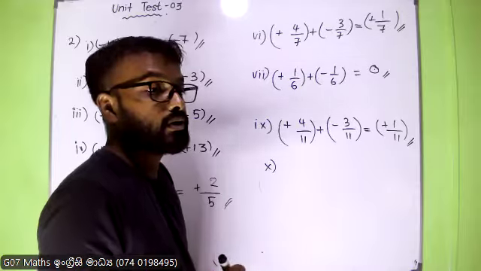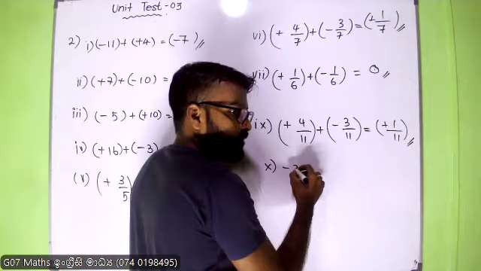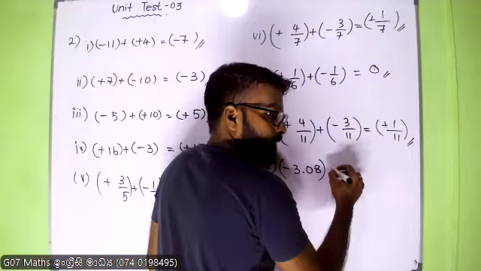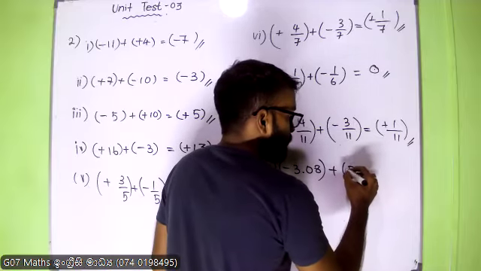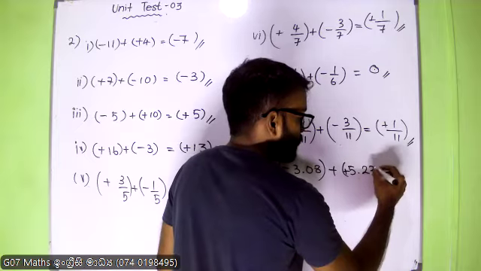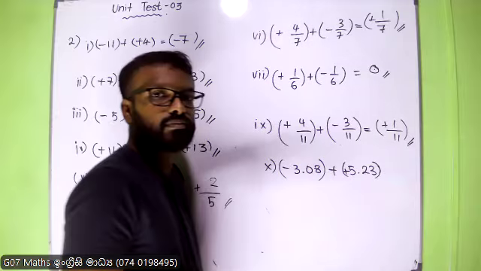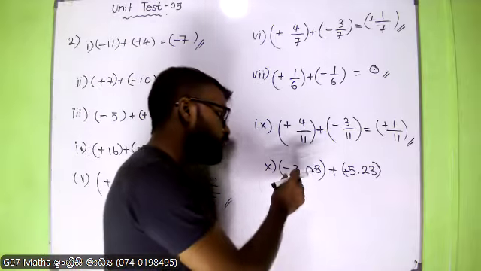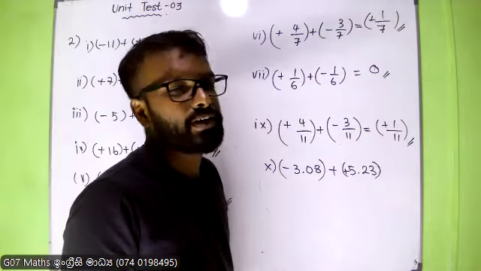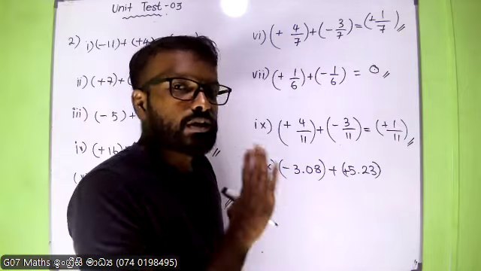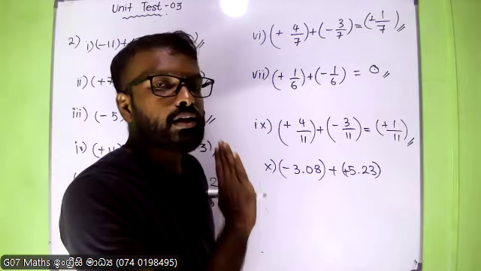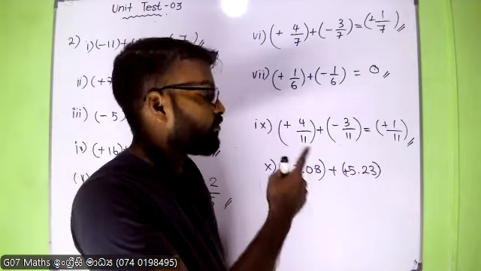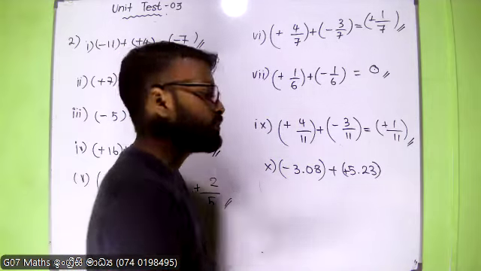You have decimal numbers, right? Negative 3.08 plus positive 5.23. Right? Very easy. Same as the previous. So you have two different signs, right? So forget the signs. Choose the biggest number. What is the biggest number? 3.08 or 5.23? 5.23 is the biggest number.